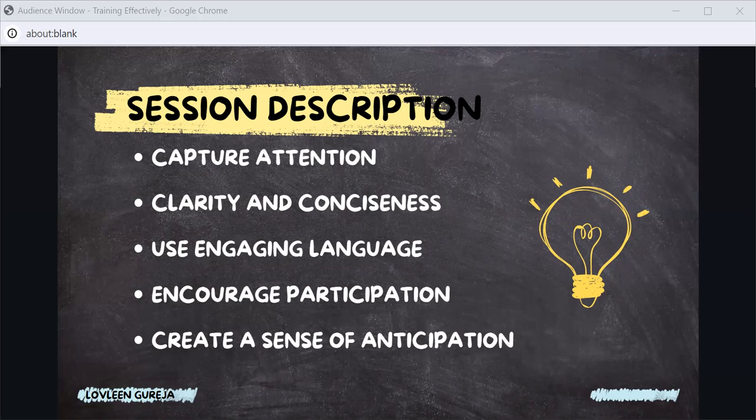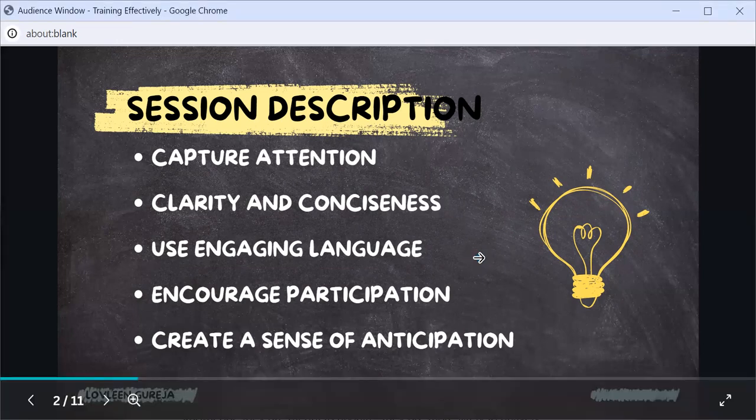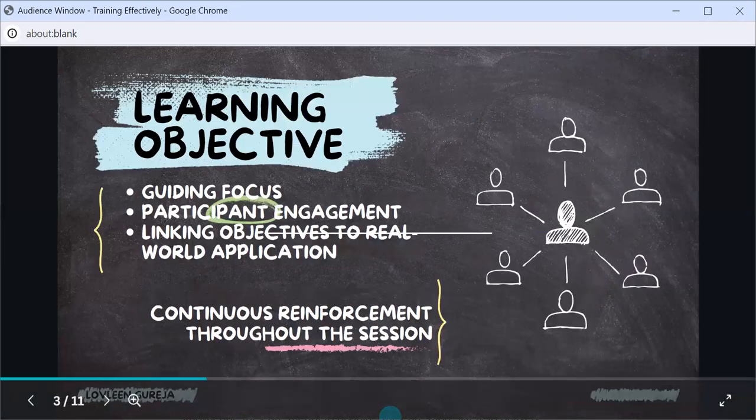Remember, a polished description reflects professionalism. It reflects your attention to detail. So create that for the trainers. Create that for your audience. It is the most important thing.